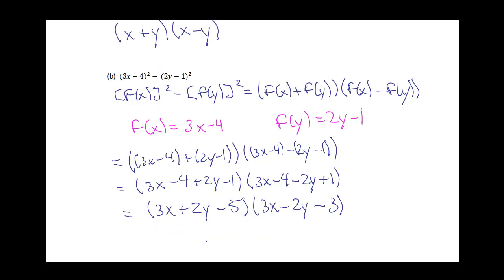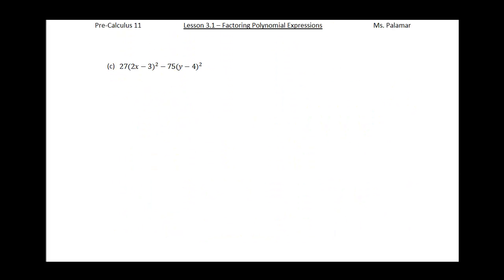Let's do one more. C, 27 onto x minus 3 all squared minus 75 onto y minus 4 all squared. So this is similar to part B, yet we have coefficients attached to our binomials. But I do notice that we can factor a 3 out nicely here. So let's go ahead and do that. We'll be left with 3 onto 9 onto 2x minus 3 all squared minus 25 onto y minus 4 all squared.